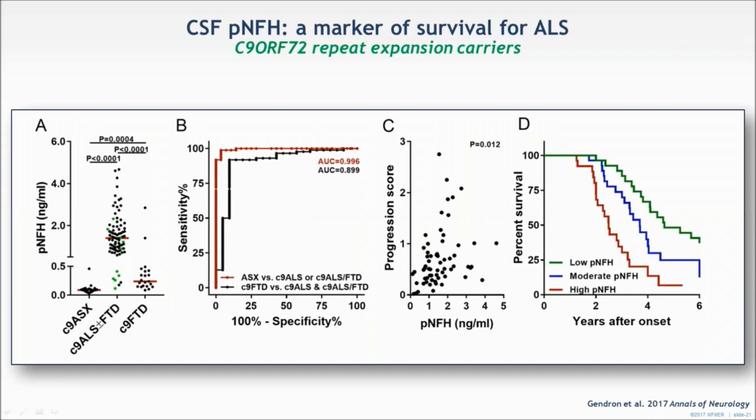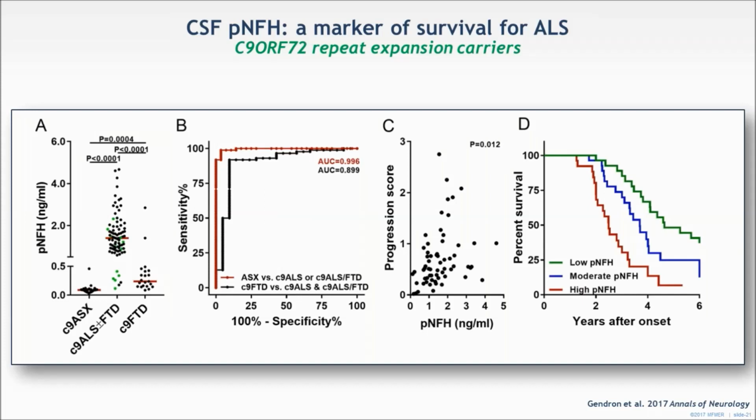So in the same population of C9 expansion carriers that we studied for our PolyGP study, we investigated PNFH levels in CSF. And what we found was that patients with ALS, with or without comorbid FTD, had significantly higher PNFH levels than asymptomatic C9 repeat expansion carriers and also than patients with C9 FTD. And in B, we show that CSF PNFH really has a clear ability to distinguish between patients that are symptomatic and asymptomatic for ALS. But what about PNFH as a prognostic biomarker?